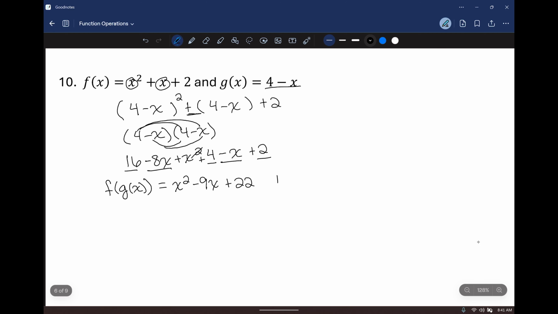And we have no restrictions on our domain because there's nothing anywhere in any of these three that requires us to take a look at what x cannot be.